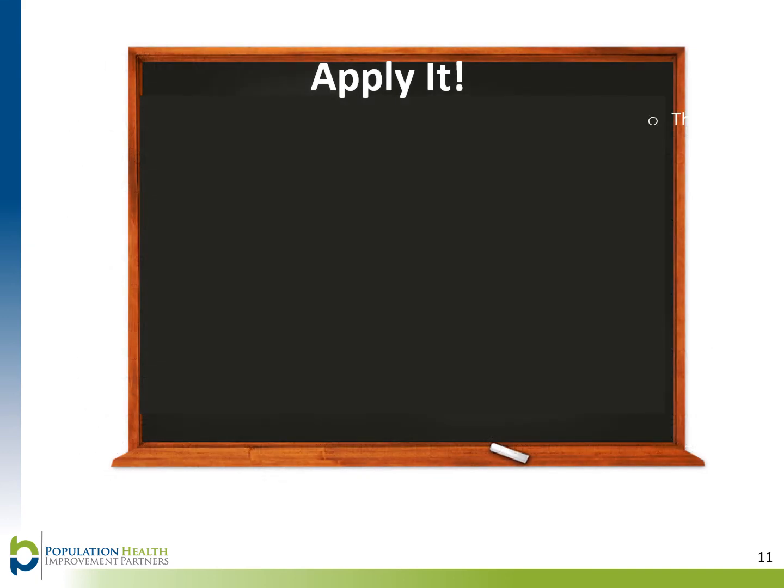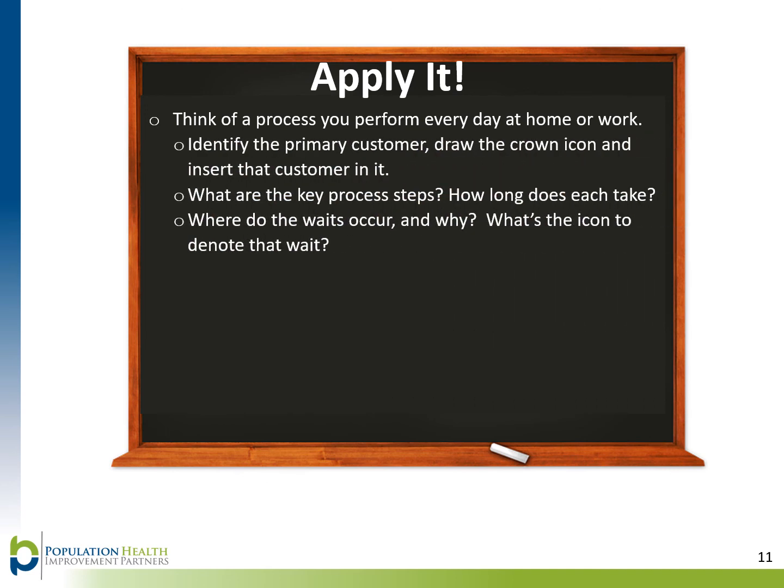Now let's try it. Think of a process you perform every day at home or work. Identify the primary customer. Draw the crown icon and insert that customer in it. What are the key process steps? How long does each take? Where do the waits occur and why? What's the icon to denote the wait? Brainstorm ideas for improvement. How would you show these on a value stream map?